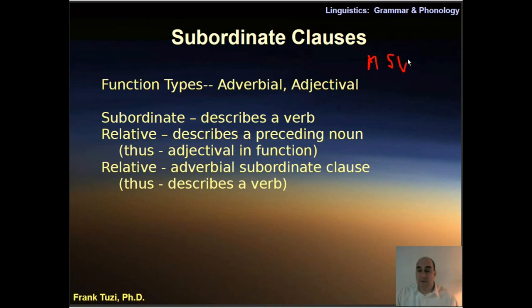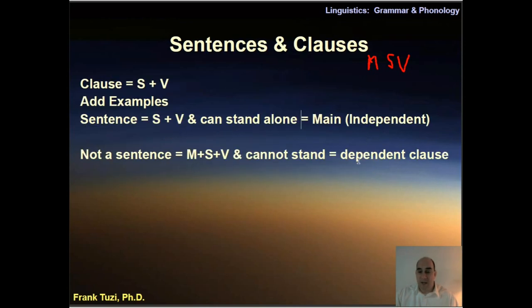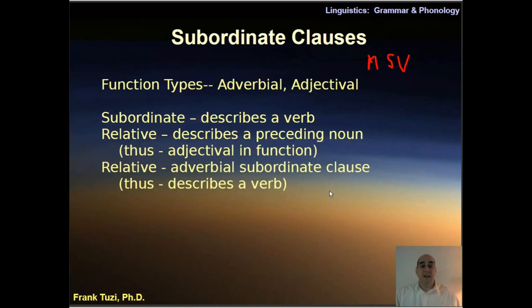MSV: marker, subject, verb, just like we saw before, right? These up here, MSV, dependent clauses. A dependent clause can be a subordinate clause, okay? And you've got different types of subordinate clauses. You've got adverbial clauses and adjectival clauses. Adverbial, it's an adverb. It's describing the verb. And then you have adjectival, it's an adjective. It's describing the adjective, right?